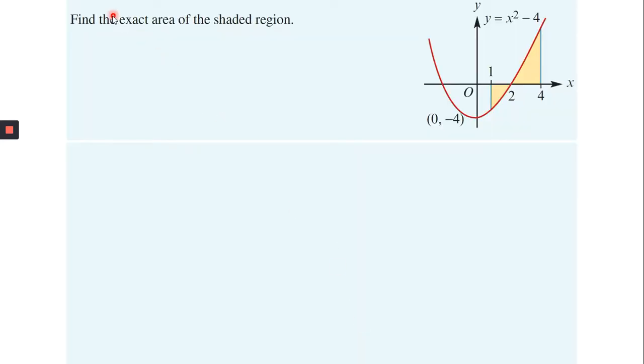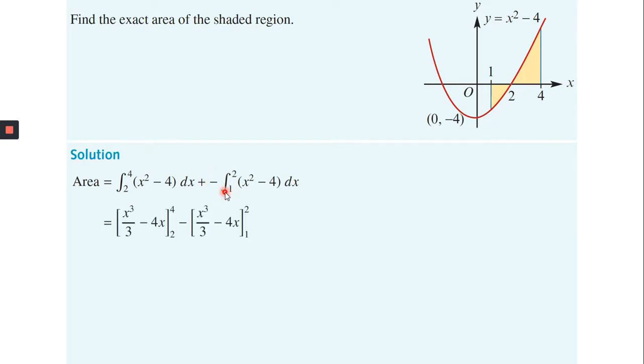So find the exact area of the shaded region. So we've got this bit here and this bit here. So what we're going to do is work out the area from 4 to 2, which we know is going to be positive. The area from 2 to 1, which we know is going to be negative. So we put a negative there, which ends up making it positive.